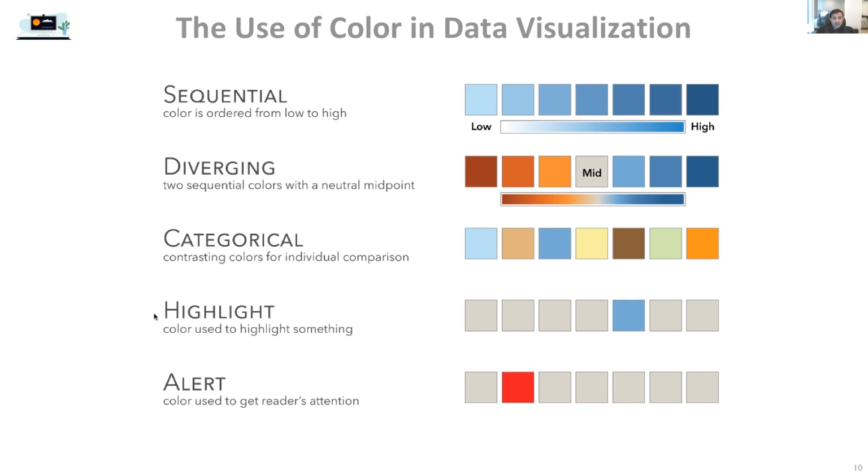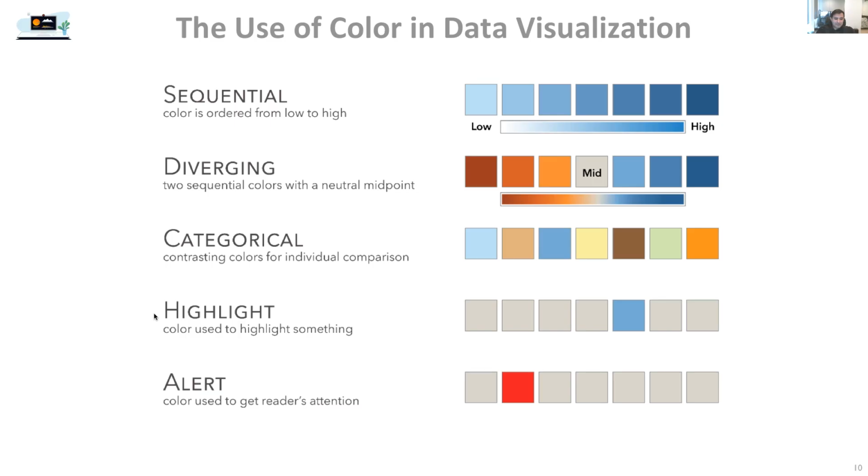The highlight color scheme is used to highlight one data point or category. For example, if you have states and then you want to highlight one specific state, you would do that with a highlighting color scheme. This color scheme allows the audience to pay attention to one state, such as California versus all other states.